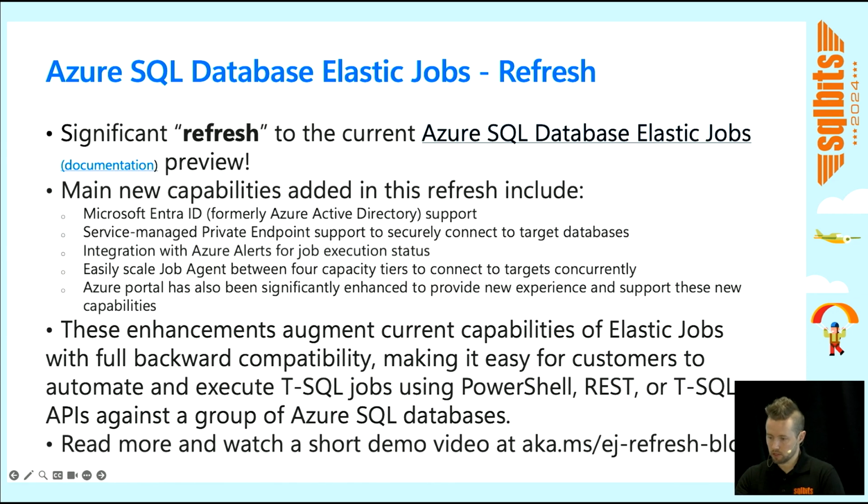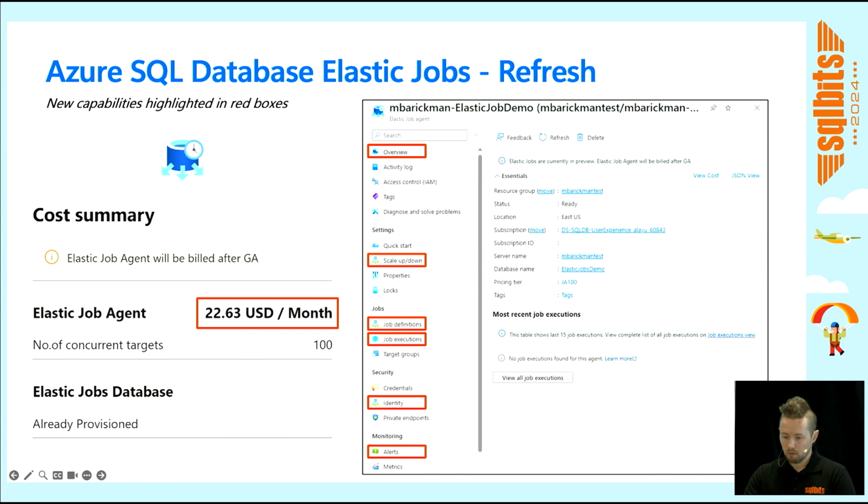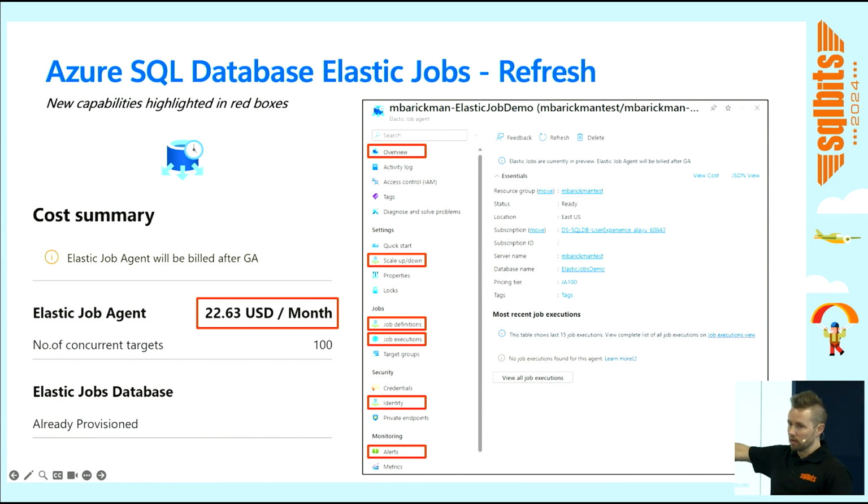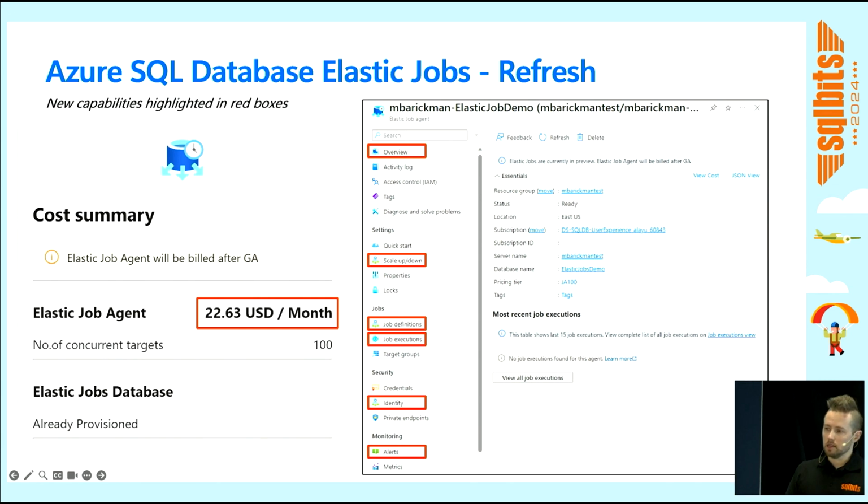I've got some screenshots that will help me point this out. It's added a whole bunch of options on the left. So if you've been playing with Elastic Jobs and you've been kind of like, this is really bare bones, check out now that it's been refreshed, because you've got better access to scale as well as the identities that are used for Elastic Jobs.